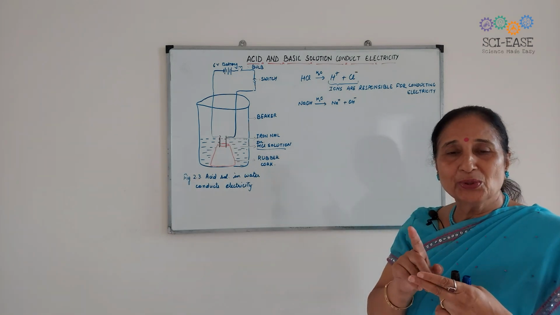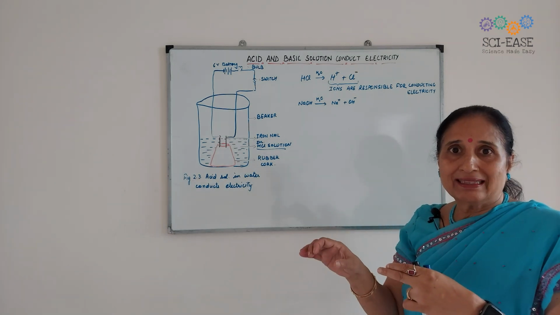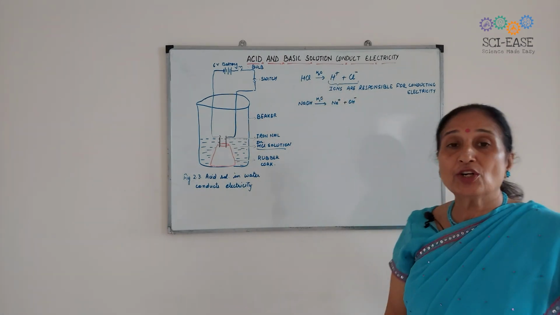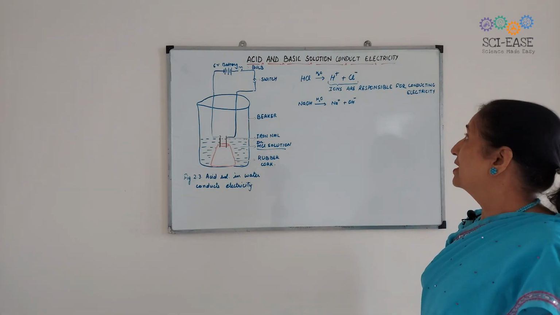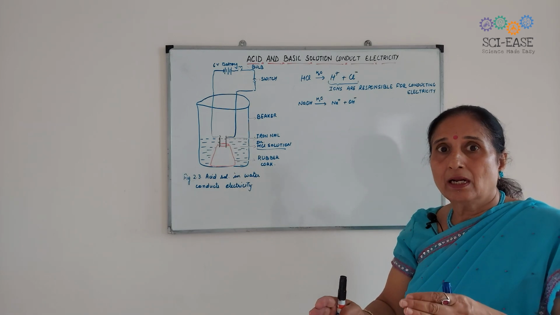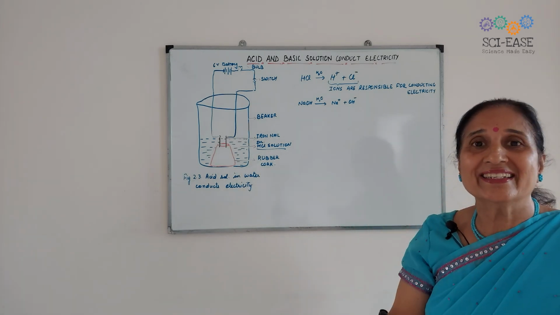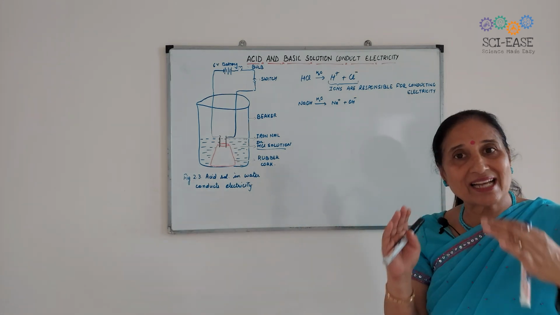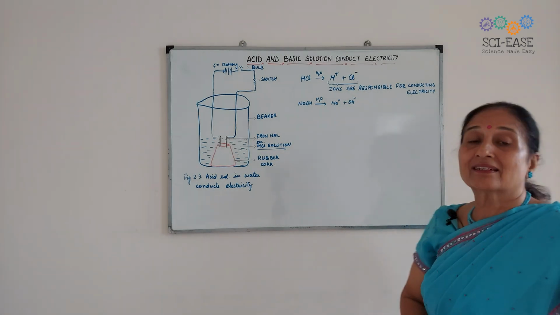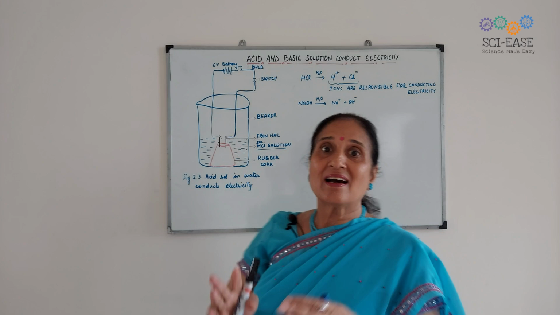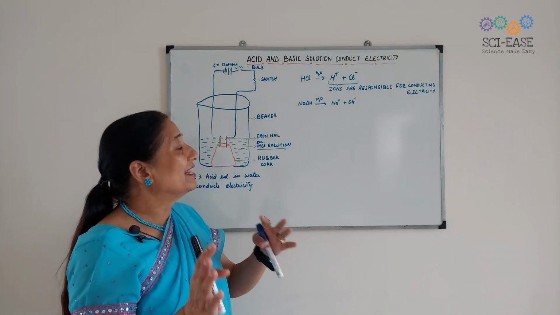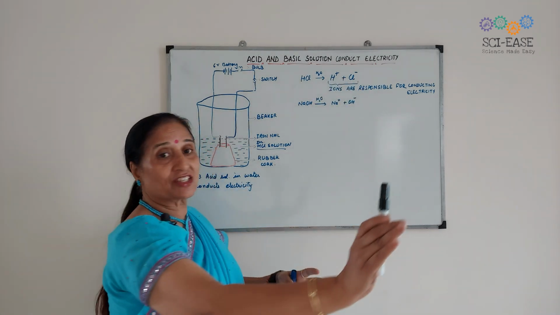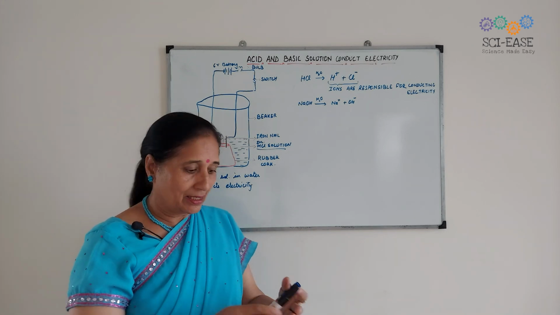For this, I will tell you what type of chemical equation is there. HCl, when we dissolve in water, results in the formation of H positive and Cl negative ions. So, who is responsible for the conduction of electricity? They are the ions. Because H positive and Cl negative are charged species and they are known as ions. So, ions are responsible for conducting electricity. From this, it's clear that acids can conduct electricity.